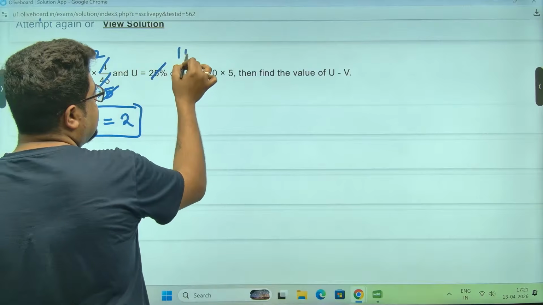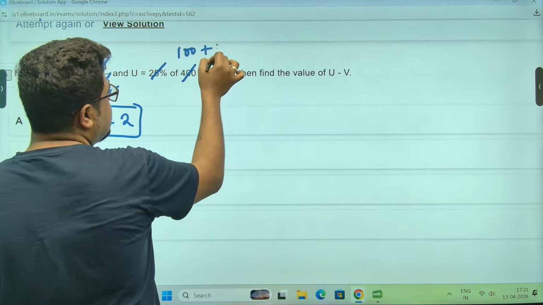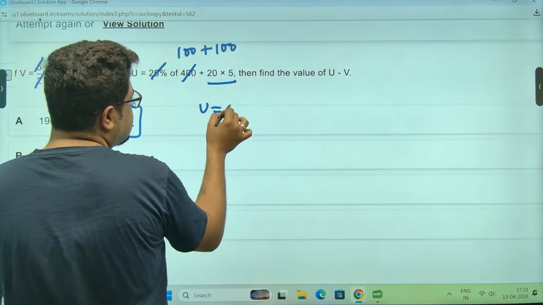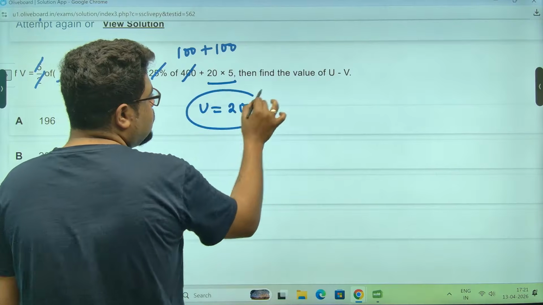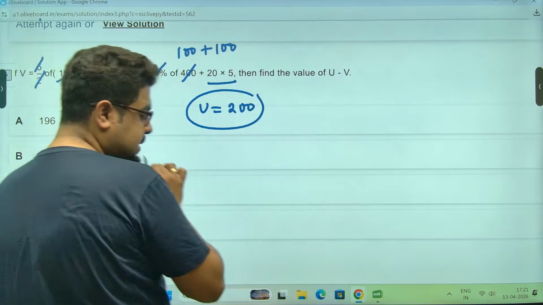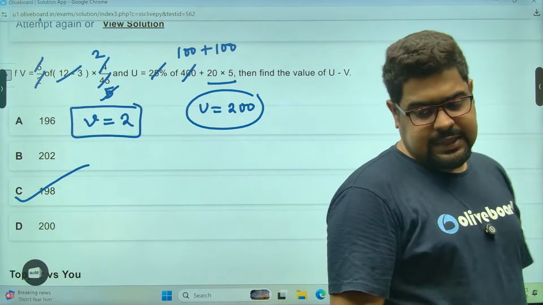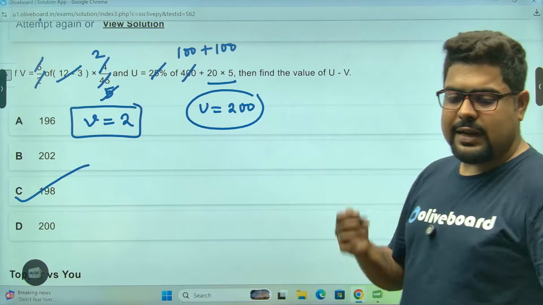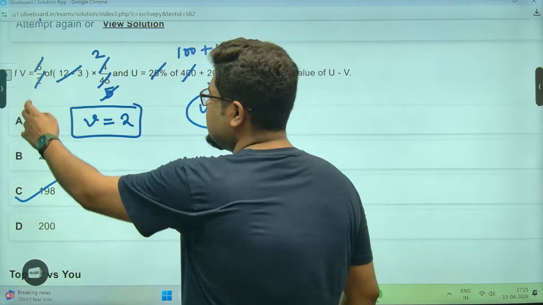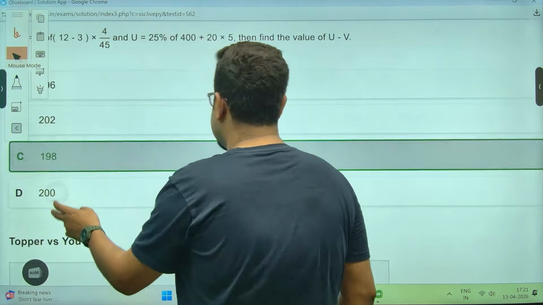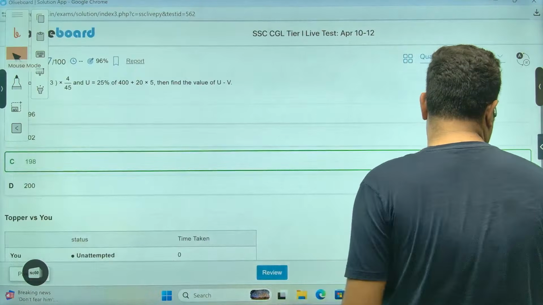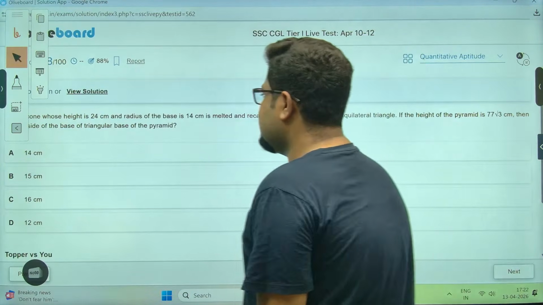1/4 of this 100. This is also 100. So U is 200, sir. Sir, U minus V is 198, sir. Option C. Option C, sir. Again, a couple of lines. Couple of lines only. You don't need anything, sir. You do not need to do much. Chalo, next one.